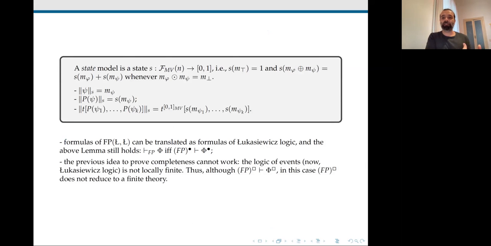So what is our intended semantics for a logic? The intended and standard semantics for our logic is made in terms of states. So what we want is completeness, and we interpret the basic modal formulas as the states of the set of our formulas. So a state model will be just a state on the free MV algebra, finitely generated, let's say, because maybe we can start with a finite language.